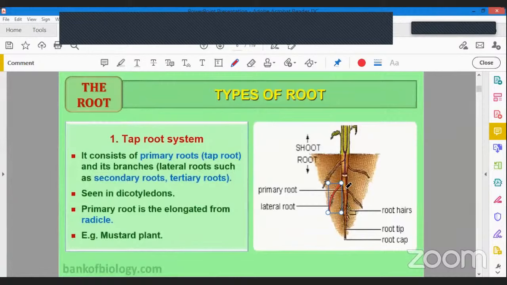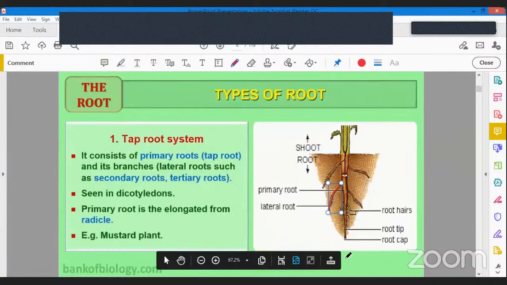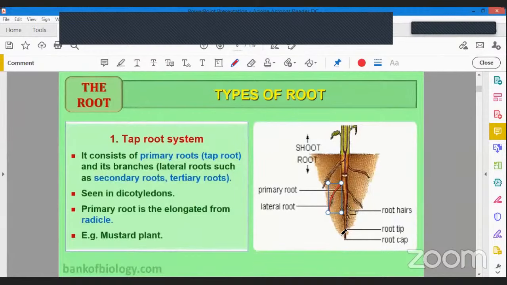So the primary root is elongated from the radicle. If it starts from here, it keeps growing. Example, mustard plant. So in the exam, if they give an example of any dicot plant, you should be able to say that it has taproot. Okay, so take it down, students.